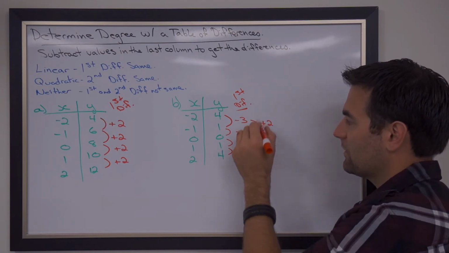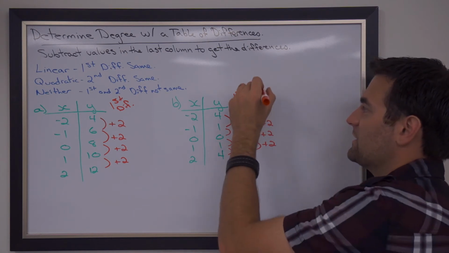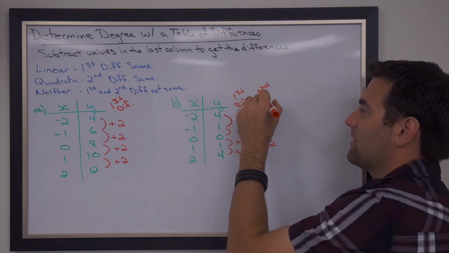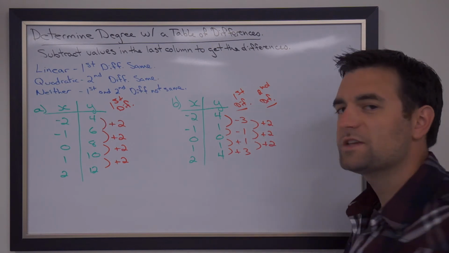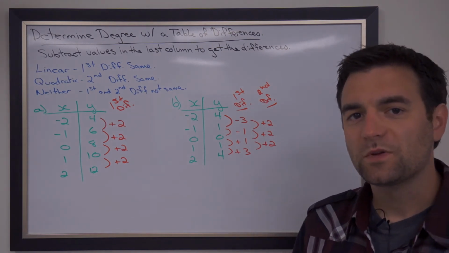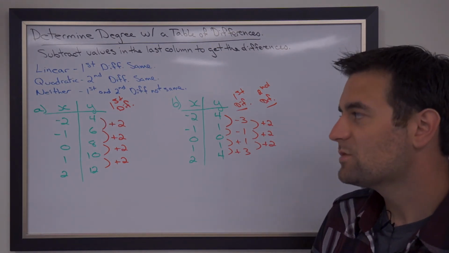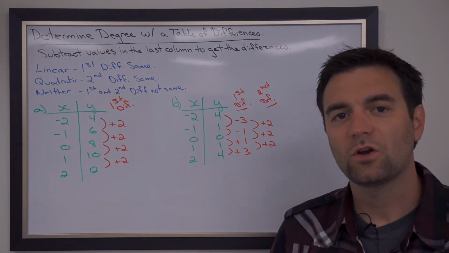So here, we have our second differences, and our second differences are all the same. Because our second differences are all the same, it means we have a quadratic function. This is going to be a curved function.